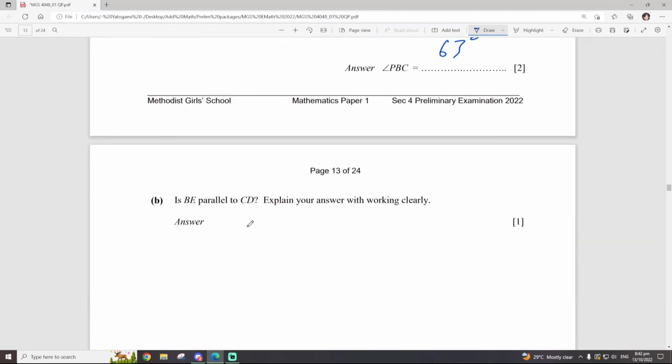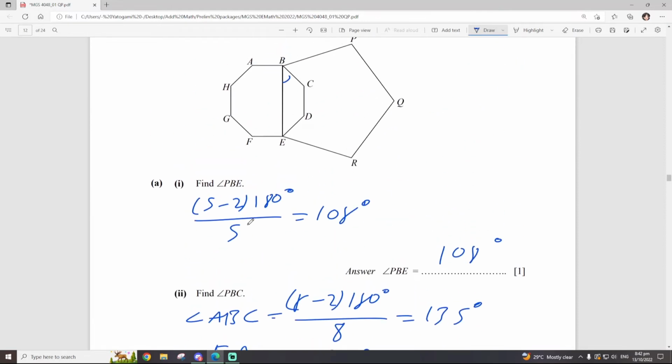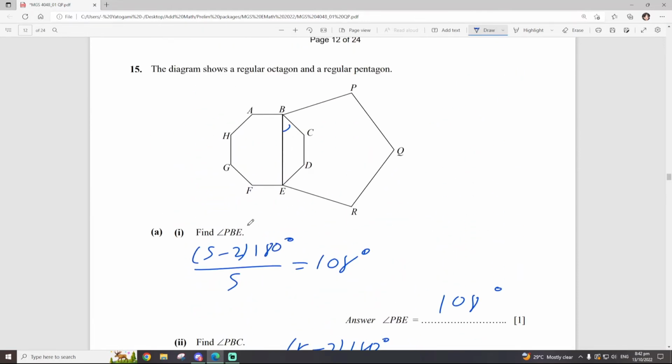Is BE parallel to CD? Okay, this one. They should be, but how would you explain that?